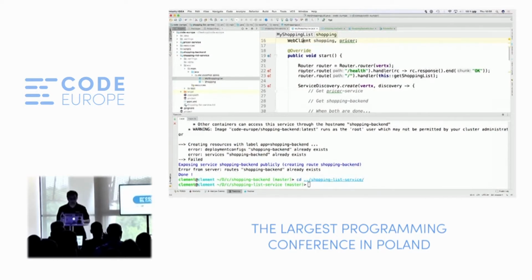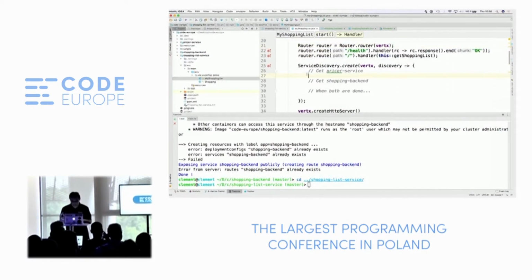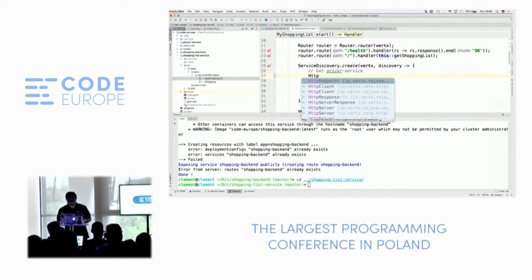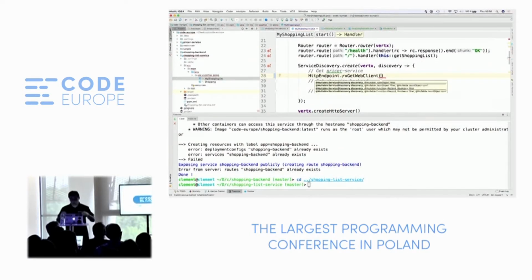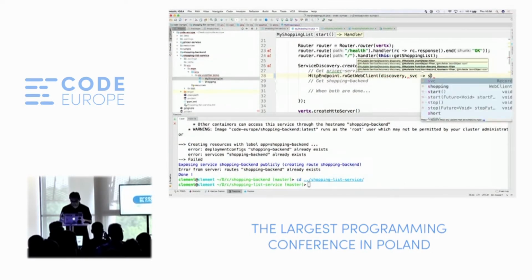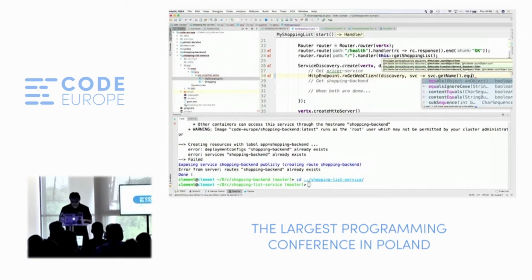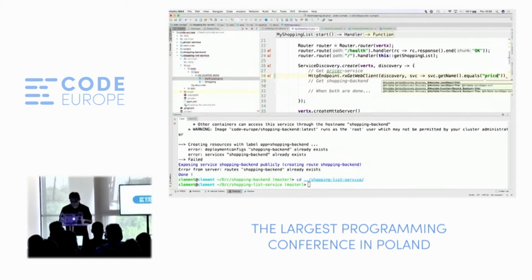So for example, in my service discovery, I want to have the pricer service. So I will do HTTP endpoint, rxGetWebClient. As soon as there is an rx prefix, that means that it's an RxJava method. Here I just pass discovery, and I would just say I want the one that is named equals pricer service. So again, it's a pricer service.